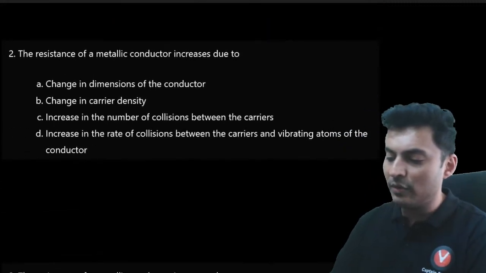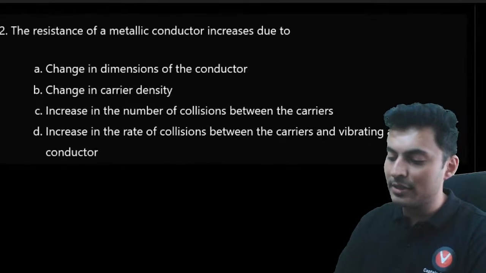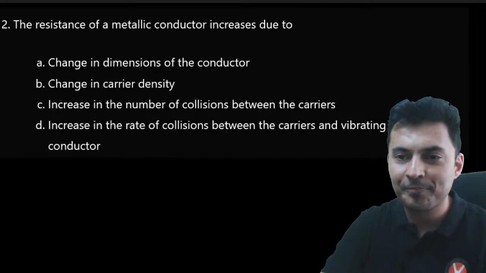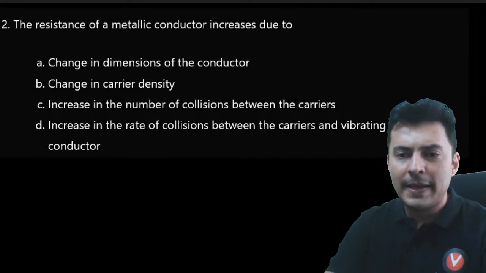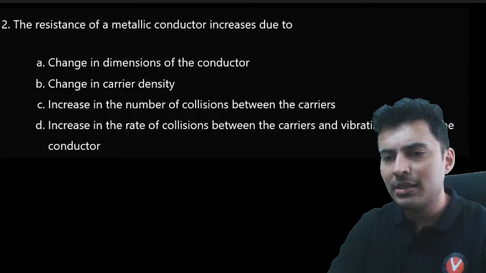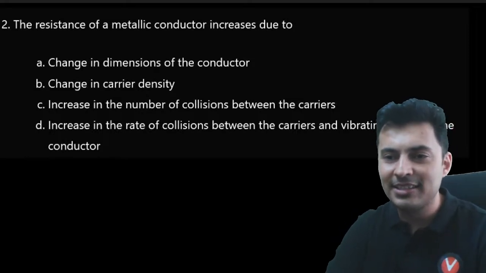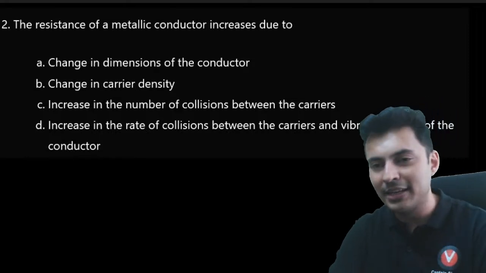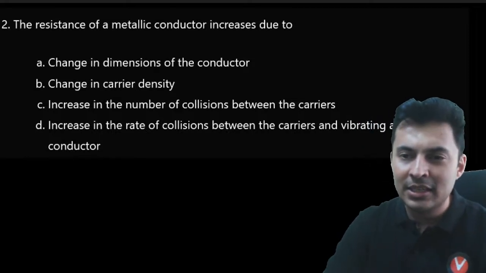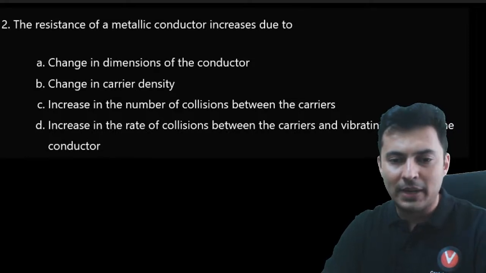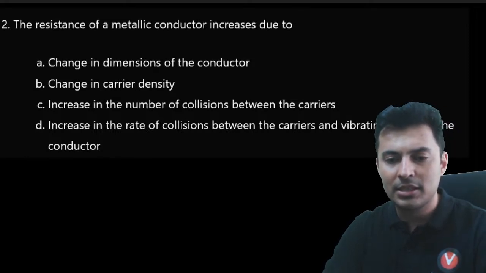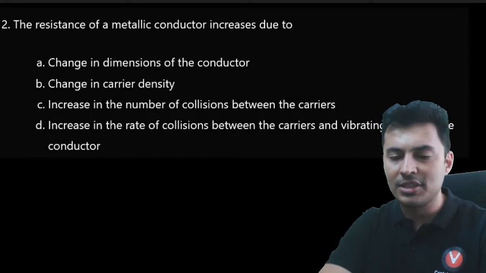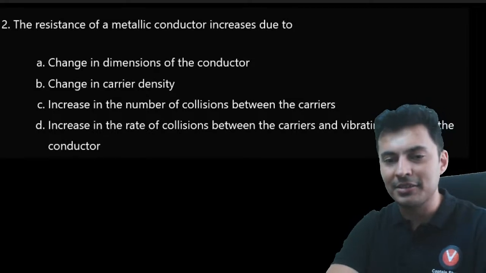The resistance of a metallic conductor increases due to what? Come on, my dear students. Srinath, if there are two wires carrying current in the same direction, there will be an attractive force between them. Yes, that is due to the magnetic field. If they are carrying the same current in the same direction, definitely they will be attracting each other. If they are in opposite directions, then they'll be repelling each other.